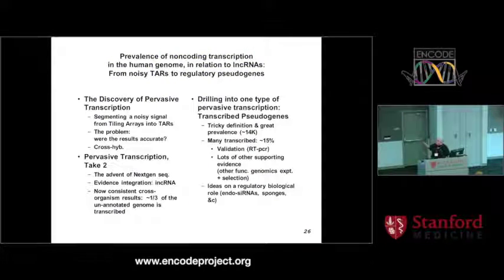So just to summarize, I'm not going to go through this in detail, I just gave you the history of pervasive transcription. Our results demonstrate that pervasive transcription is in fact conserved across all three of these model organisms, including human, and that transcribed pseudogenes can be well characterized, and there's lots of evidence that many pseudogenes have a lot of biological activity and have some interesting potential roles.